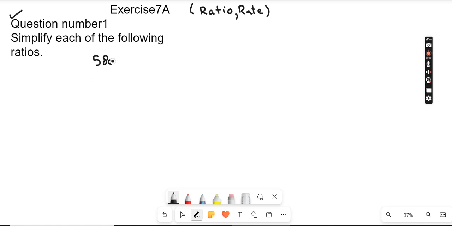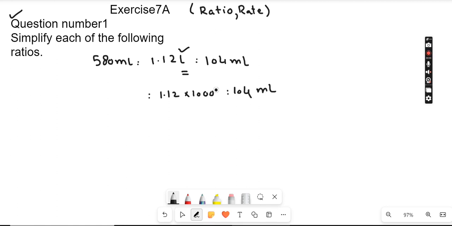It is 580 milliliter ratio. This is the ratio between three numbers, liters, then 104 milliliter. First of all you will convert liter into milliliter. बाकी आपकी दोनों रेशियोज जो हैं वो सेम रहेंगी. This is 104 milliliter and this also comes in milliliter. This is 580 milliliter. अब आपने इसको मिलीलीटर में कन्वर्ट करना है.